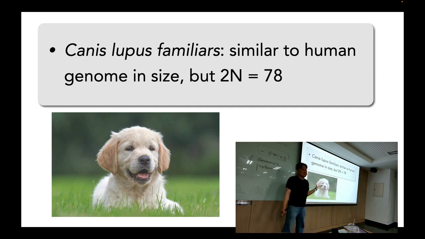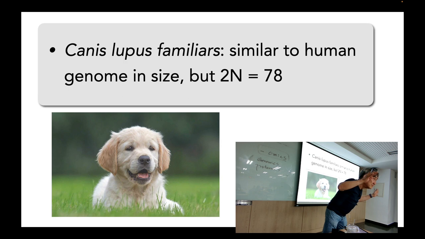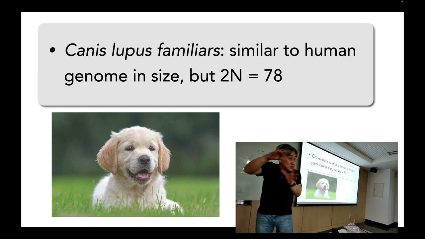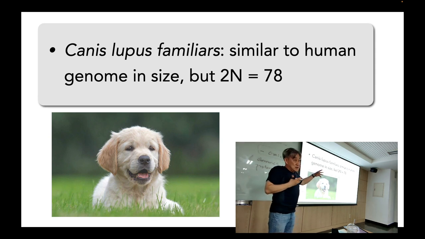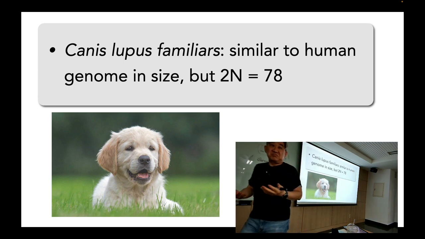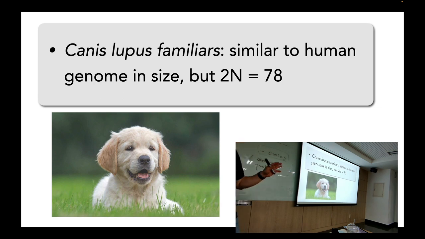What does it mean? 2N equals 78 versus 2N equals 46. They have more chromosomes, but if their genome size is similar to ours, that means their average chromosome size is smaller than ours. They have more fragmented, divided chromosomes. This is a straightforward way of describing chromosome number versus genome size.